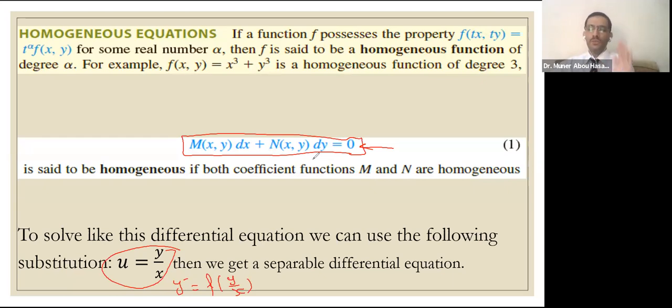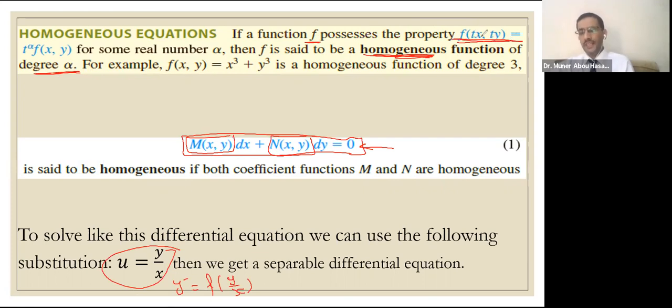What do I mean by this condition? My coefficients are M and N. I need to check if both of them are homogeneous of degree alpha. Now, Professor, what do you mean that a function is homogeneous of degree alpha? Let me explain that in detail. We call the function f homogeneous of degree alpha if this function satisfies this condition.